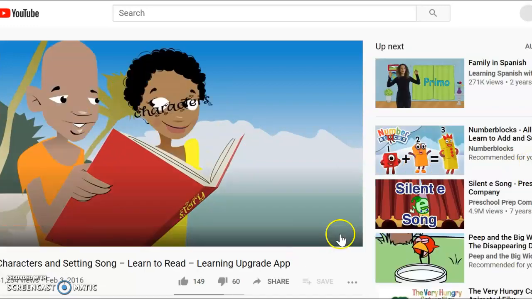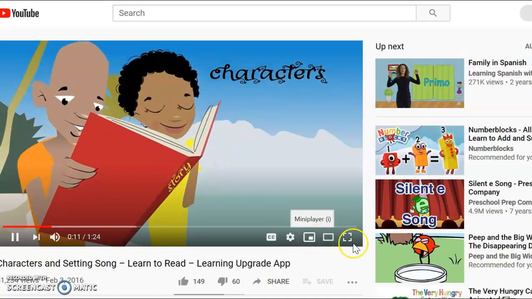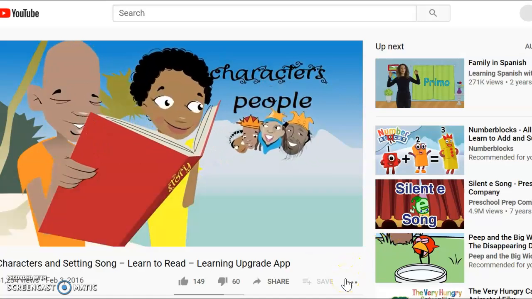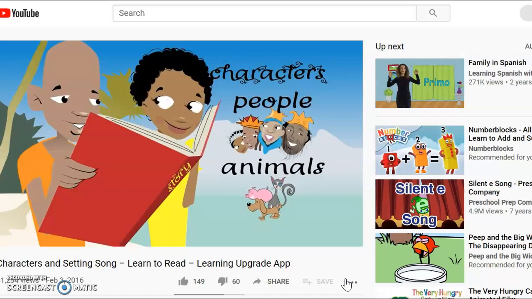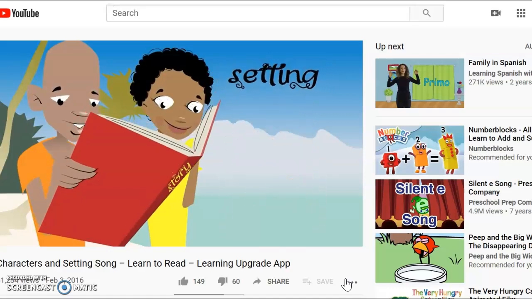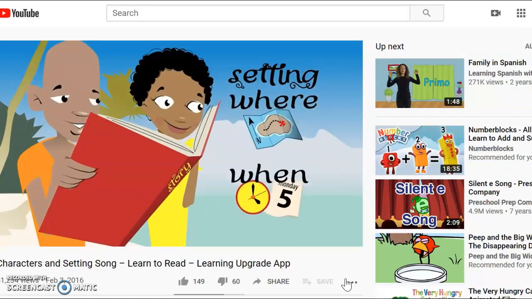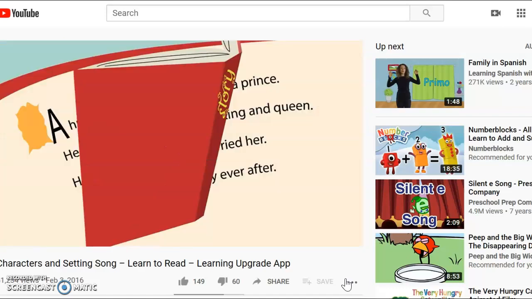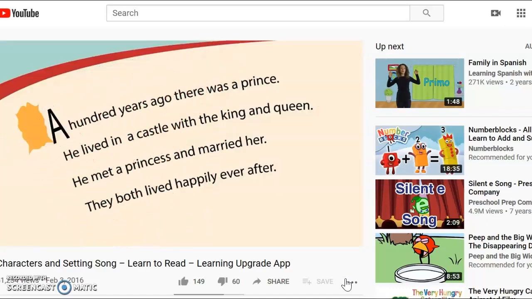The characters in a story are the people or animals in the story. The setting of the story is where and when the story takes place.